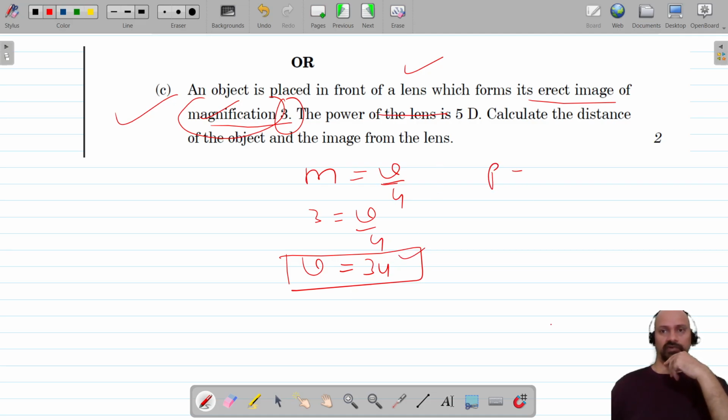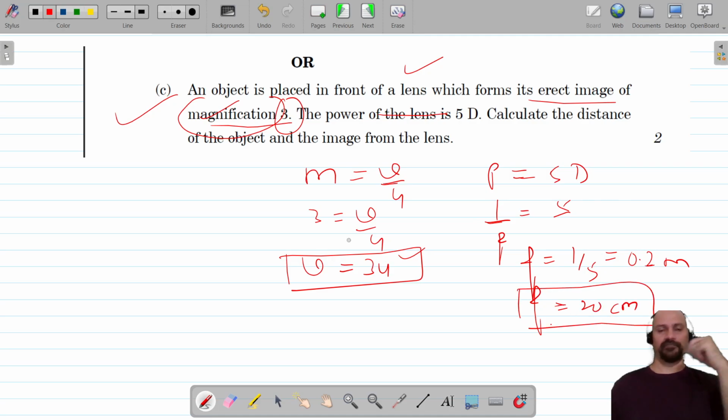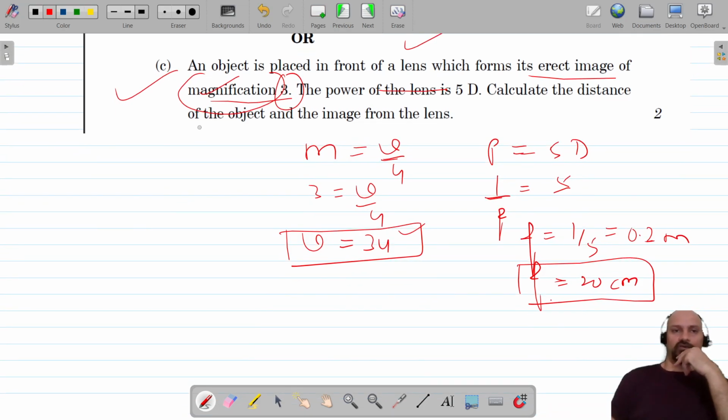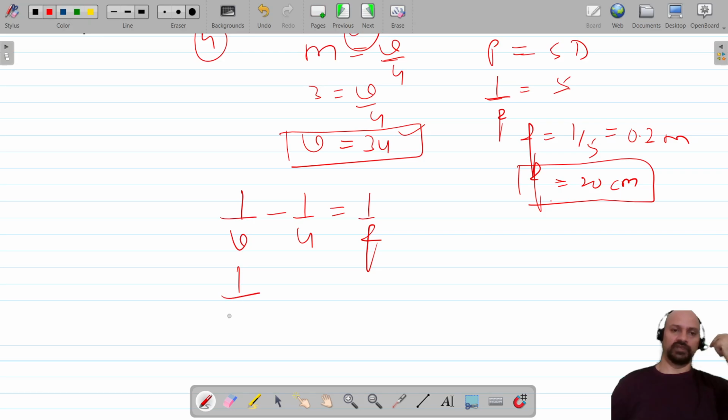Power of the lens is 5D. It is a convex lens, so power is positive. Power is the reciprocal of the focal length. F is equal to 1 by 5, which is 0.2 meter. That would be equal to 20 centimeter. This is in centimeters. You have to calculate the distance of the object, U, and the image, V. So let's use the lens formula: 1 upon V minus 1 upon U is equal to 1 by F.